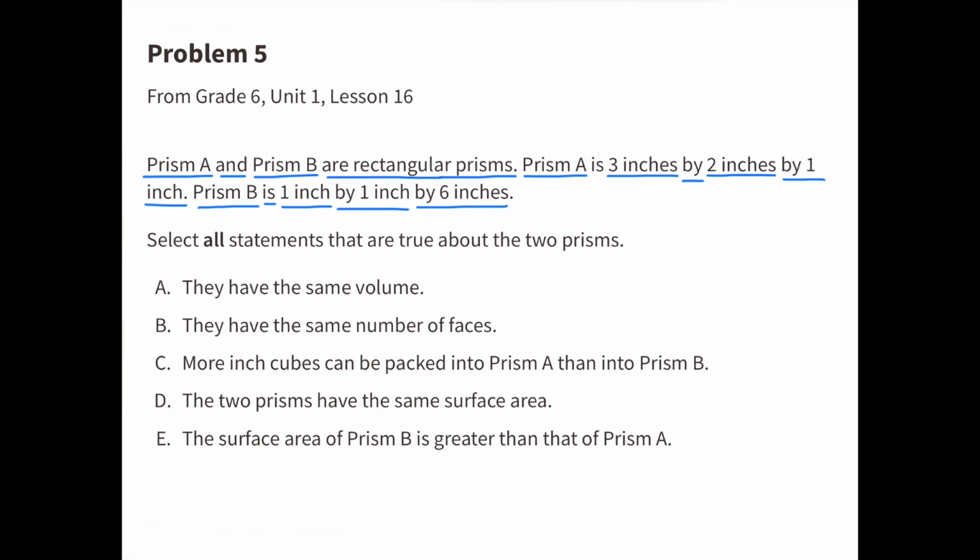Number 5. Prism A and Prism B are rectangular prisms. Prism A is 3 inches by 2 inches by 1 inch. Prism B is 1 inch by 1 inch by 6 inches. Select all statements that are true about the two prisms.